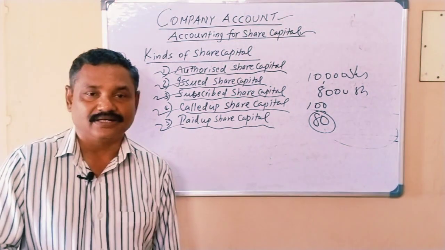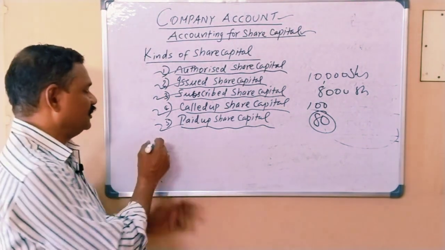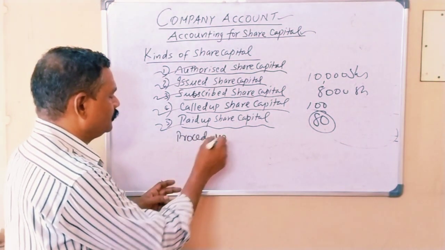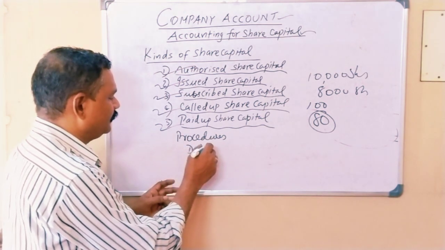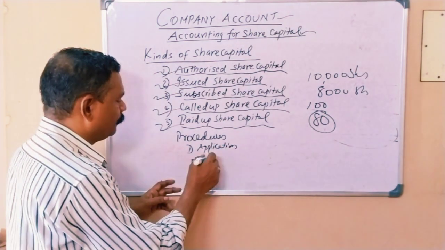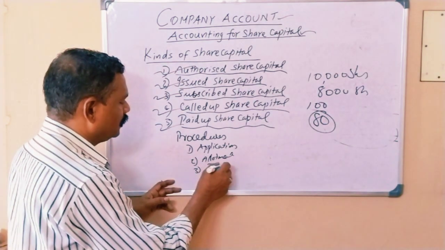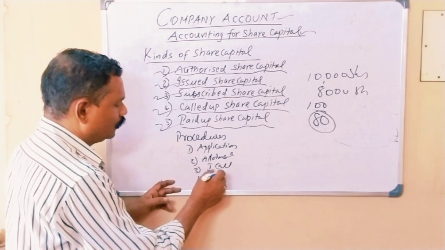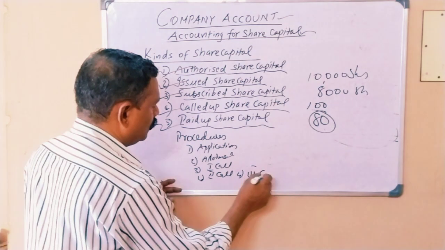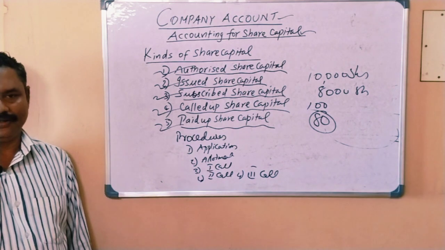Now we are going to know about the procedures for issuing shares. Procedure number one, application. Number two, allotment. Number three, first call. Number four, second call. Number five, final call. Dear students, company accounts is very simple.